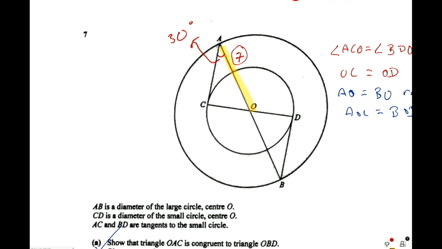So which one you want to find? We need to find the base, CO, right? So this is the reference angle. Okay, so sine 30 equals to OC divided by 7. Is that what you are thinking about?